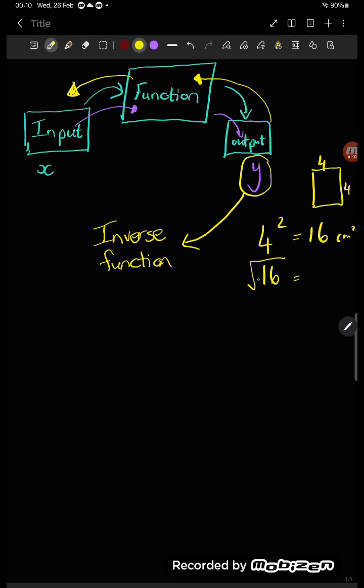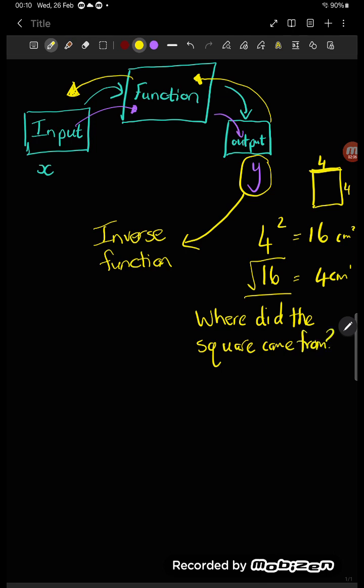And what's the backwards method to see what this length originally was? Well, I'm going to square root it. I'm going to get 4 centimeters in one dimension. So the backwards method would be the square root of 16. So square root is backwards to a square, and we ask the question, where did the square come from?